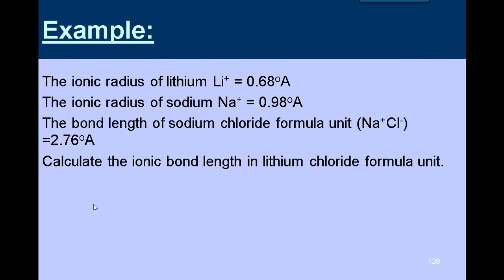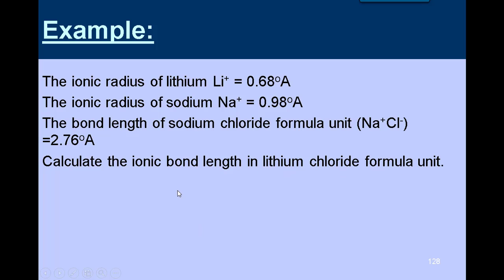How can we calculate the ionic bond length? The ionic radius of lithium is 0.68 angstrom. The ionic radius of sodium is 0.98 angstrom. The bond length of sodium chloride is 2.76 angstrom. We want to know the ionic bond length in the lithium chloride formula unit.